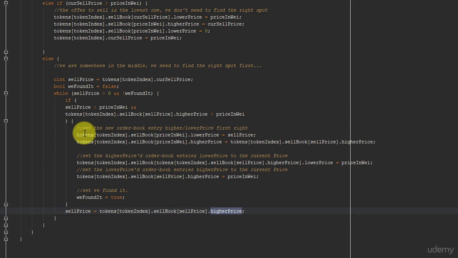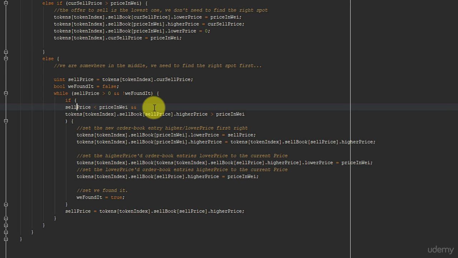So in our case, we have a look if the sell price is smaller than the price in wei, and the next price is larger than the one that we are trying to sell our tokens for. Then we have found the right spot. So in between the current price, which is smaller, and the next one, which is larger, we want to place our entry in the sell order book.